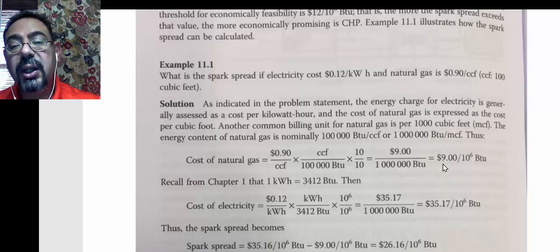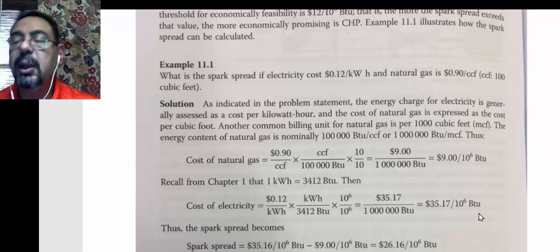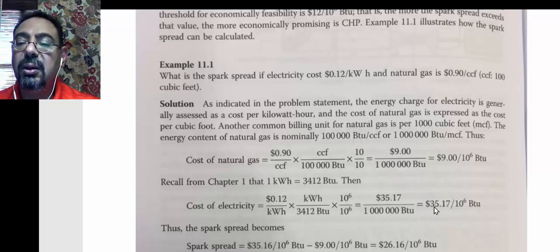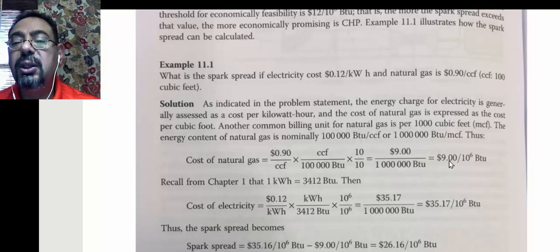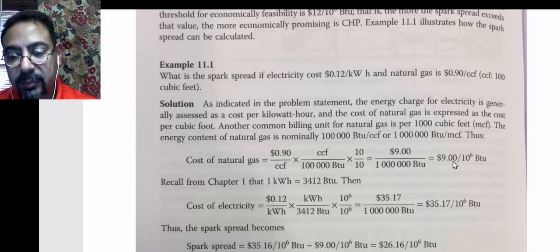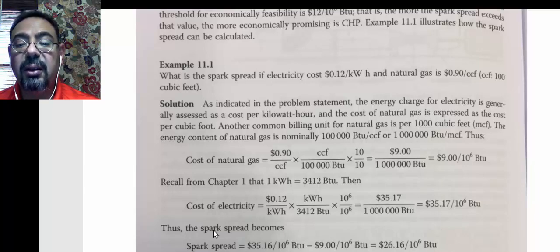So burning natural gas, 1 million BTU of natural gas will cost you $9, and 1 million BTU of electricity, the equivalent of kilowatt hours, will cost you $35. So that's what you lose if you use an electric stove rather than a natural gas stove top. Now the difference between those two numbers has an interesting name. It's called the spark spread.